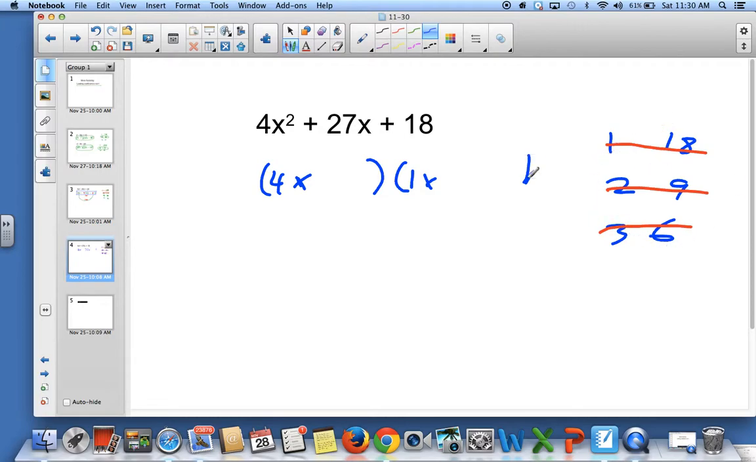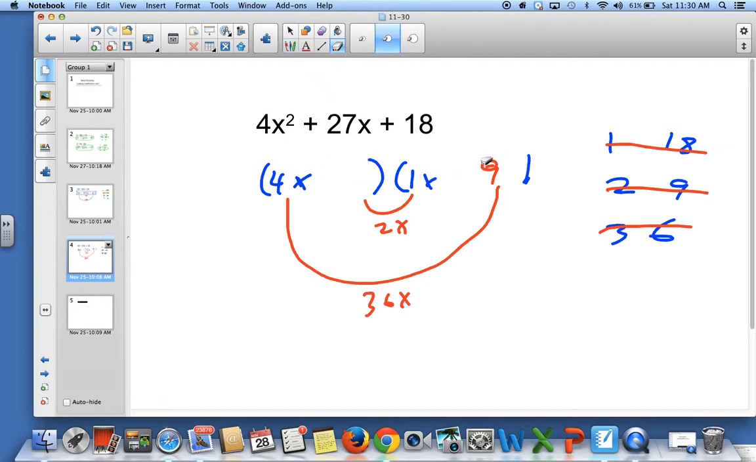Okay, let's start with 2 and 9. I'm going to jump around a little bit. And when you're doing the problems in practice, you should probably start jumping around. 1 and 18 are usually the more difficult ones. I would use those last. Let's try 2 and 9 and see what that gives us. 4 times 9 is 36, so that's 36x. 2 times 1 is 2x. 36 plus 2 is 38, not 27, not 2 and 9. So now we're going to switch them.